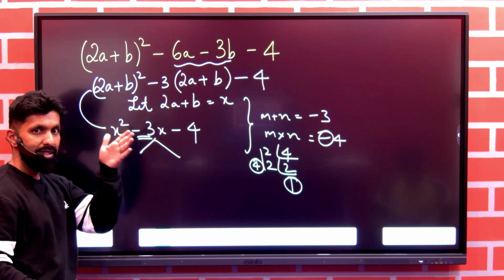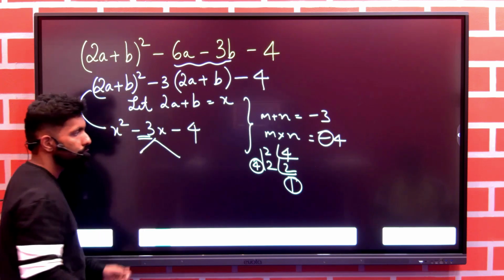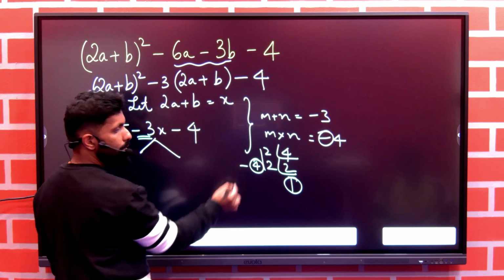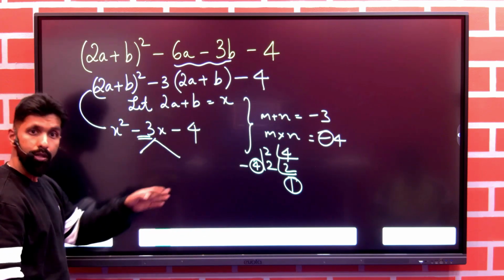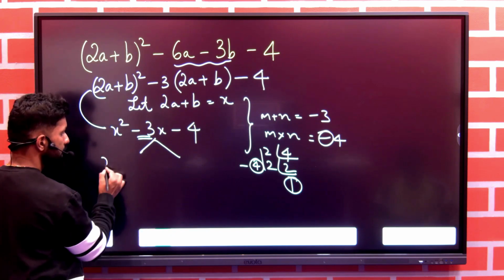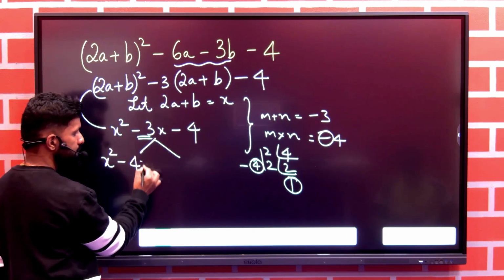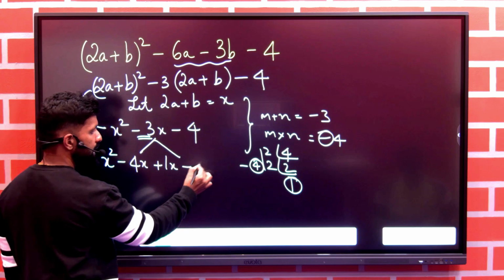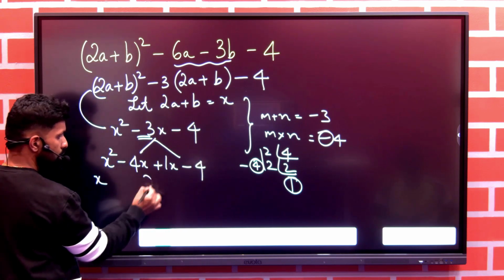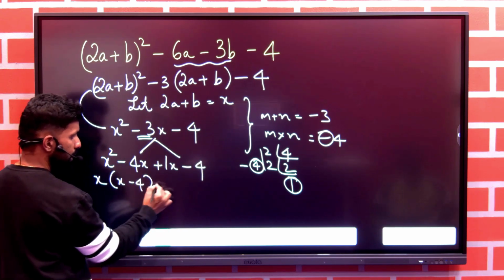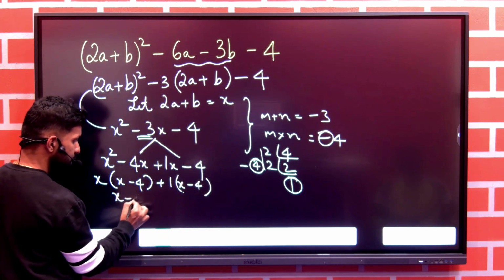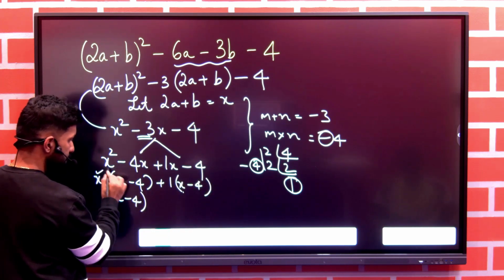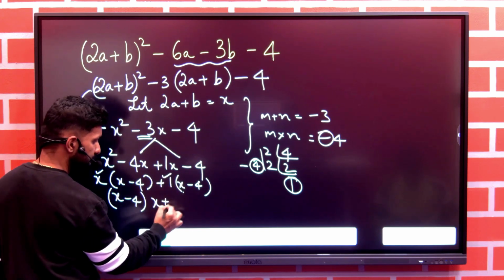But I have a minus sign in my mind. Whom to give the minus sign to? So should I give it to 4? Yes. Minus 4 plus 1 becomes minus 3 and we want minus 3 only. So I've given it correctly. Okay. So x square minus 4x plus 1x minus 4. So x is common here. X minus 4 plus 1 is common here. X minus 4. So x minus 4 into what's remaining here? X, what's remaining here? Plus 1.